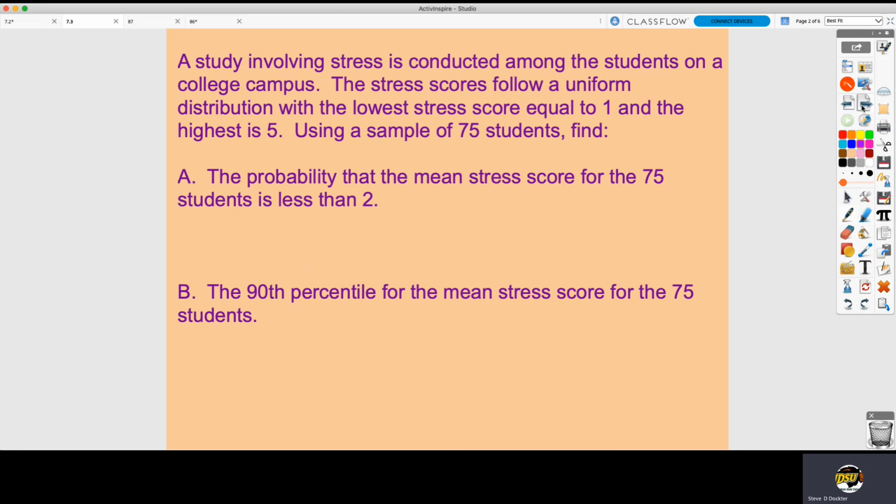All right, so here is one example. They are trying to figure out how much stress students are under at a certain college. And they ask them simply, rate your stress based on what's going on in your life. Rate it between 1 and 5. Lowest is 1, highest is 5. They sampled 75 students.